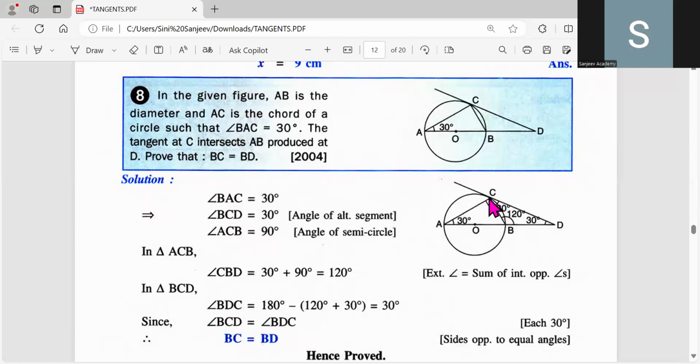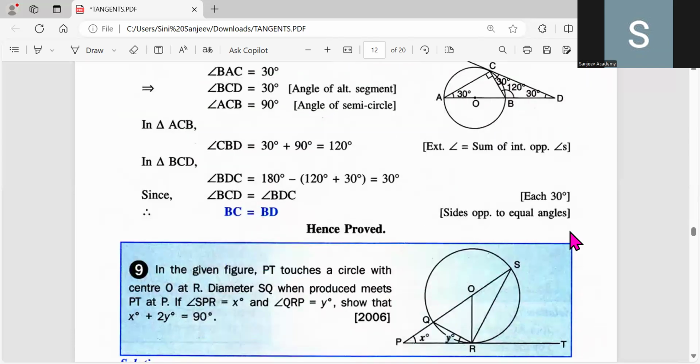Then take triangle ACB and find out angle ABC. Correct? In this case, CBD also you can find out. This is 120, this is 60. Correct? So then in triangle BCD, once I'm getting all the angles, I can take supplementary and finish it off. And if these two angles, angle CAD and angle CDA, are equal, correct? CA is equal to CD. And similarly, these two angles are equal here. I'll be getting BC is equal to BD. Sides opposite equal angles are equal.